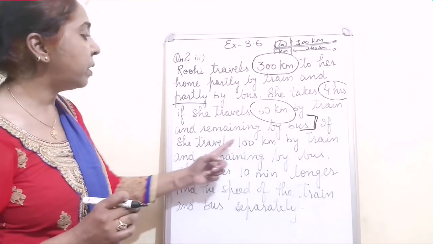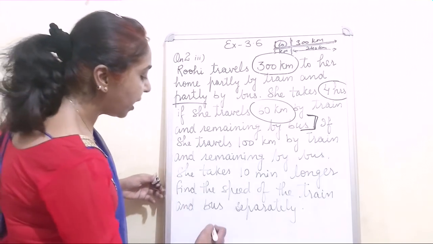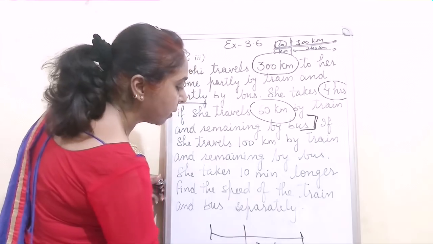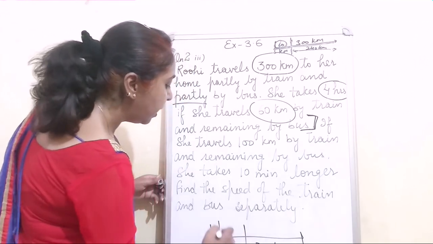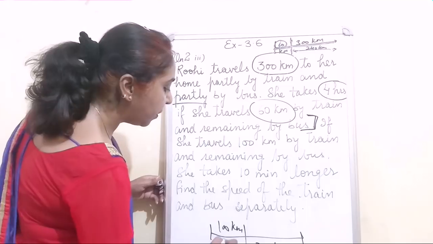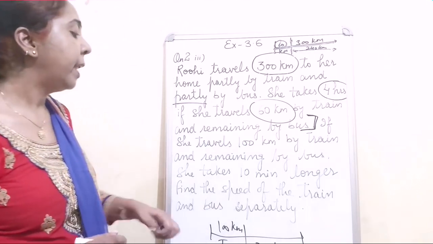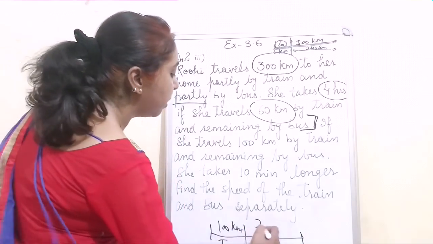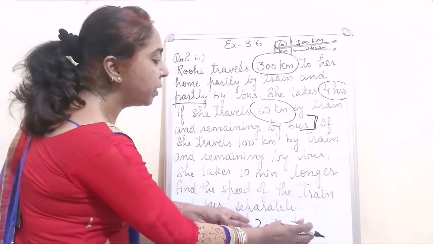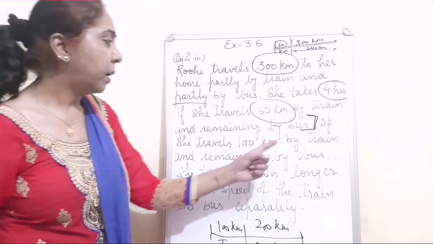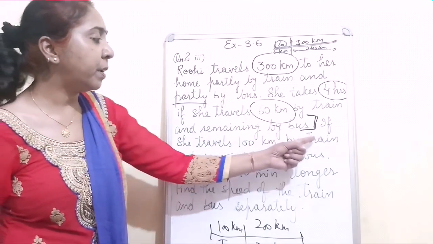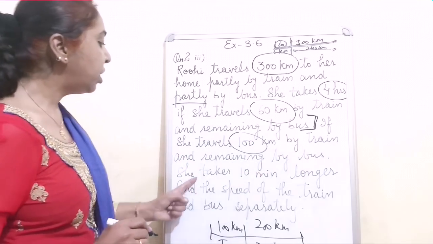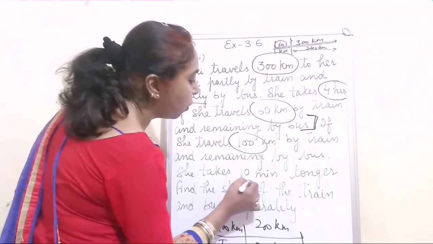If she travels 100 kilometers. Now this time, out of 300 kilometers, she is traveling 100 kilometers by train. And what about the rest of the distance? How much is left? 200 kilometers. And she is covering these 200 kilometers by bus. But if she travels 100 kilometers by train and the remaining by bus, she takes 10 minutes longer.